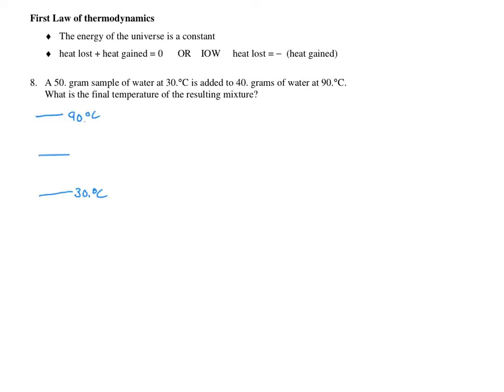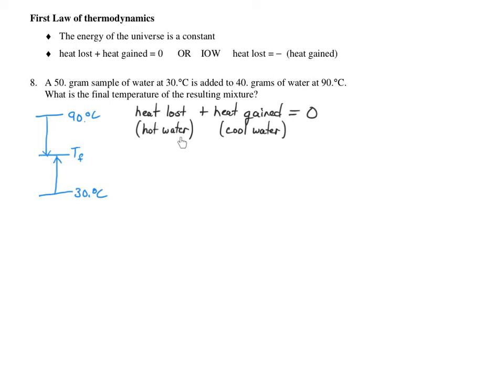Let's look at an application. In this example, hot water is added to cold water. The hot water is going to cool down, and the cool water is going to warm up, and they will both end up at the same temperature, TF. And the first law says that the heat lost by the hot water added to the heat gained by the cool water is equal to 0. The energy of the universe is constant.